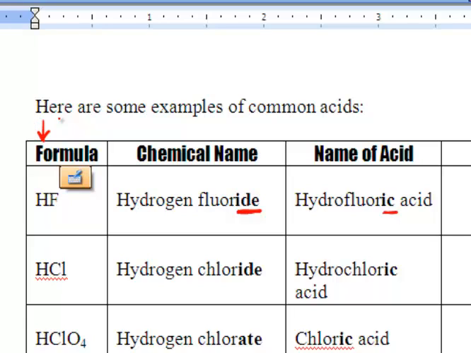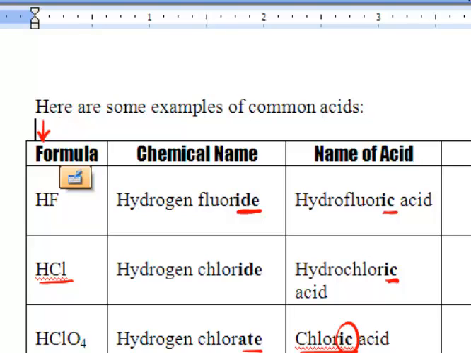We've also got hydrochloric acid, which is made out of hydrogen and chloride, or chlorine. And you'll notice we have an "ic" on that. Now this is stomach acid, this is in us, and it's also used for manufacturing plastics. Next we have HClO4, which is hydrogen chlorate, and you would see that on a package, it would be chloric acid. All right, and this is used for air pollution control.